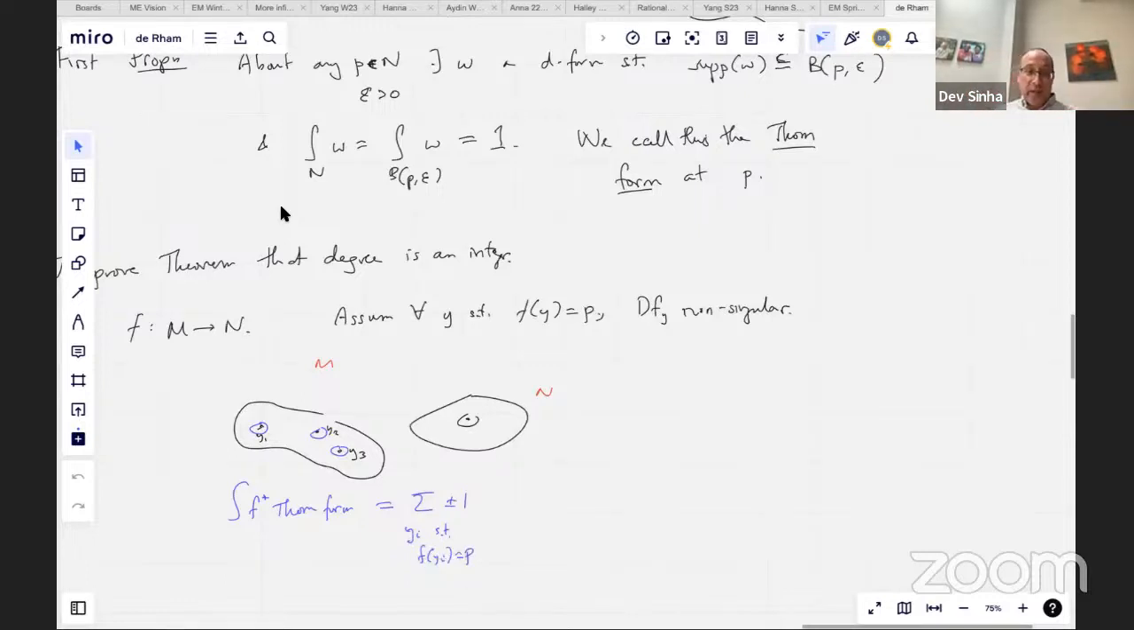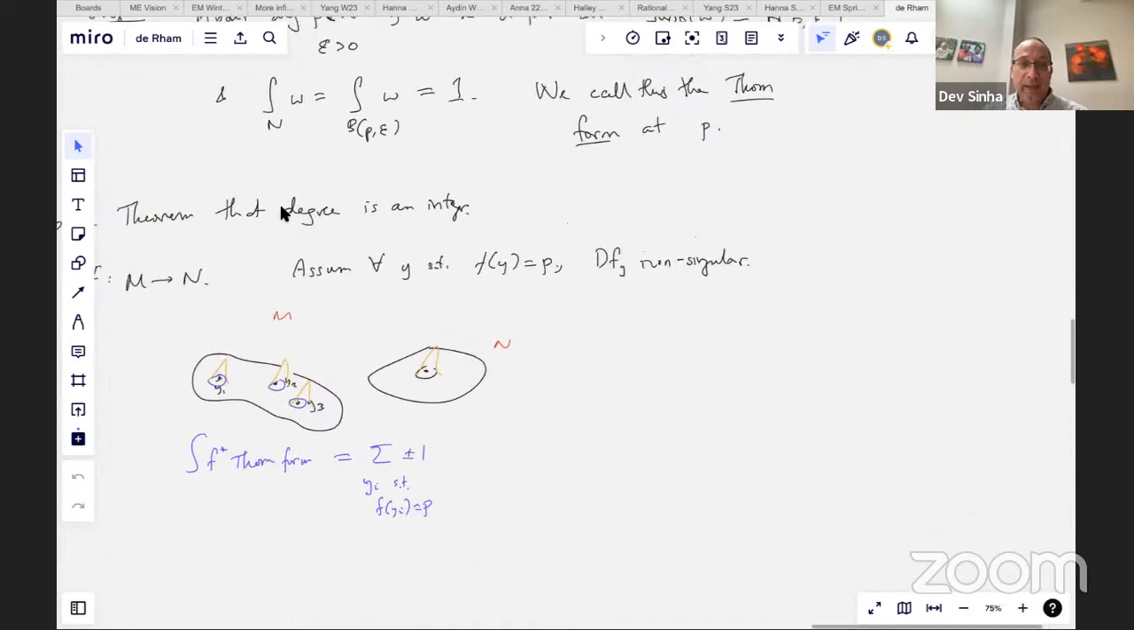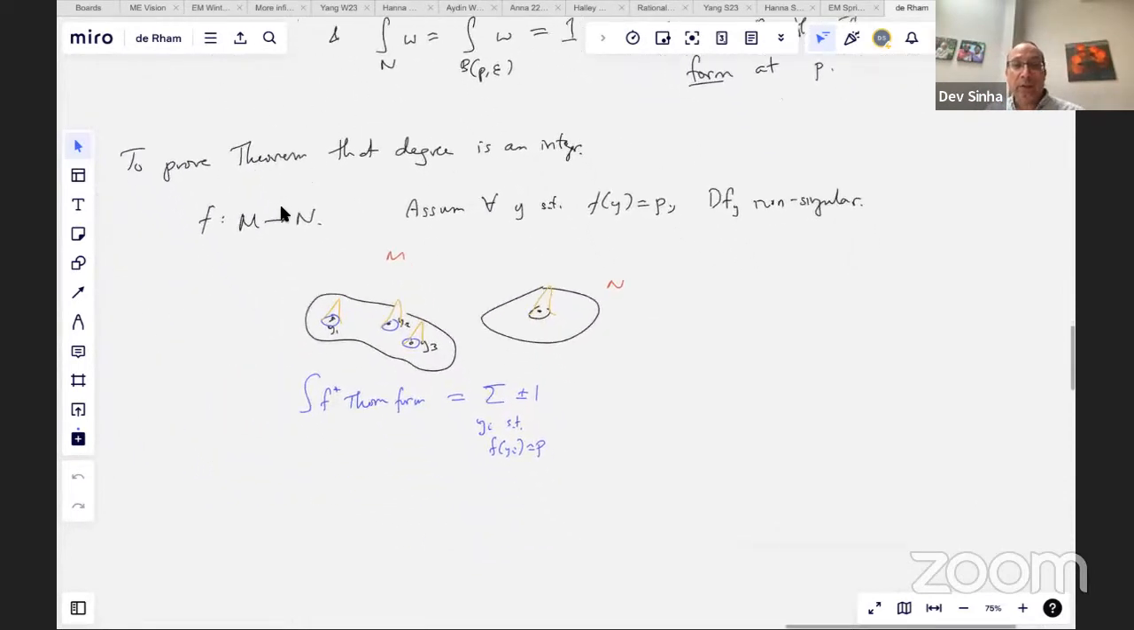I'm going to take my form here, this highly concentrated form which integrates to one. It pulls back to a highly concentrated form at each point that integrates to plus or minus one if the map did some sort of orientation reversing, which is pretty common. Like if I've got a sheet folding over, the two pre-images of a point will have opposite orientations, and so I would get plus one and minus one in this kind of calculation. But the point is that is an integer. Okay. And so that's the proof.